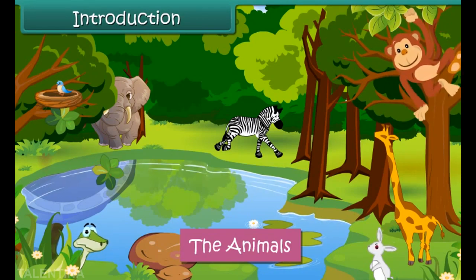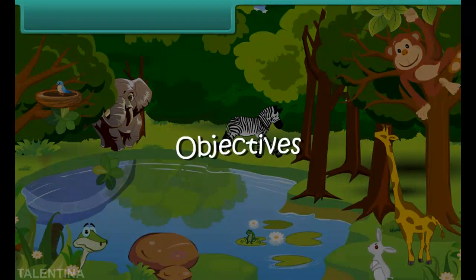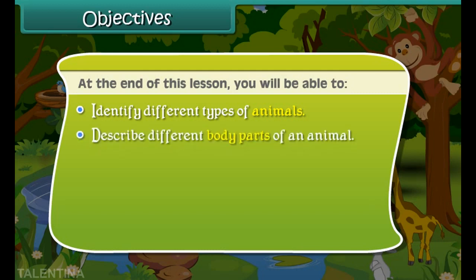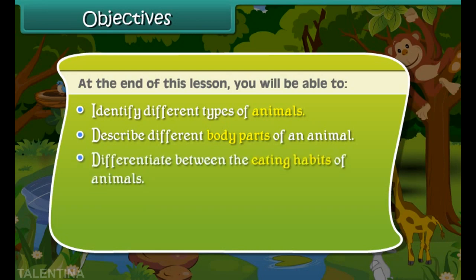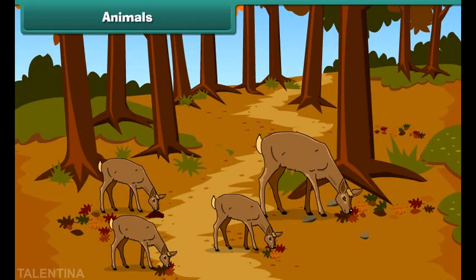So let us learn more about the animals. Objectives. At the end of this lesson, you will be able to identify different types of animals, describe different body parts of an animal, differentiate between the eating habits of animals, discuss birds, their beaks, and their feet, and define the food chain.